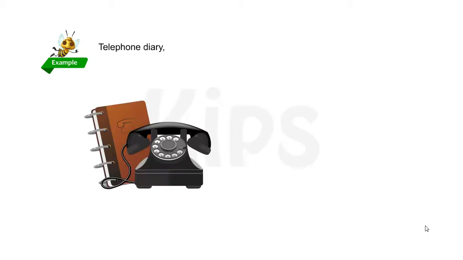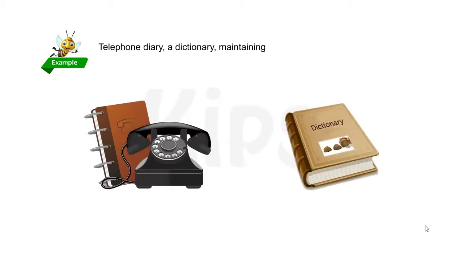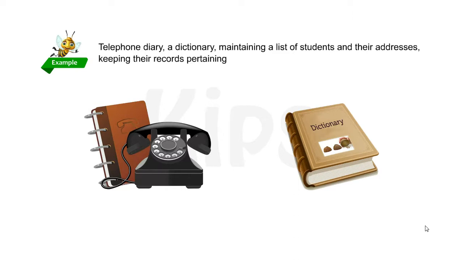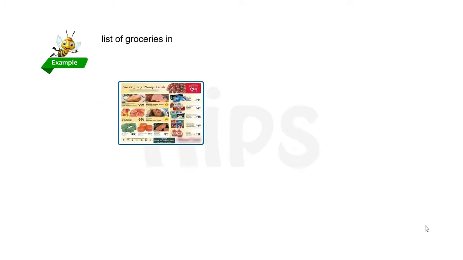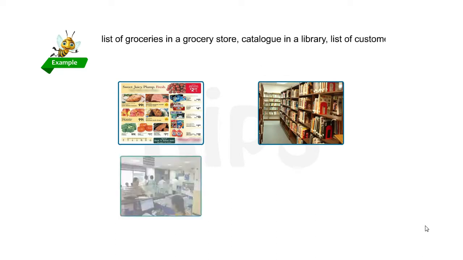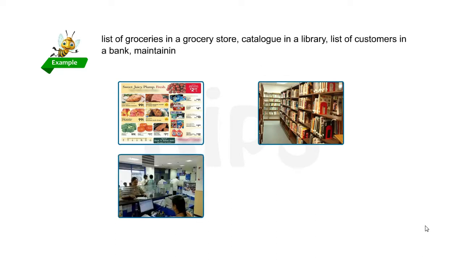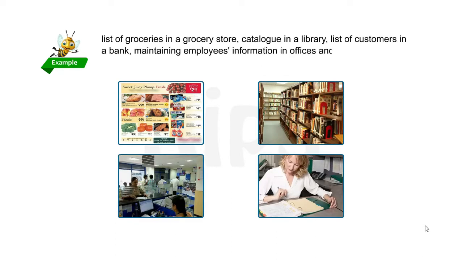Telephone diary, a dictionary maintaining a list of students and their addresses, keeping their records pertaining to academic and co-curricular achievements, list of groceries in a grocery store, catalog in a library, list of customers in a bank, maintaining employees' information in offices and organizations, etc., are the examples of different types of database.